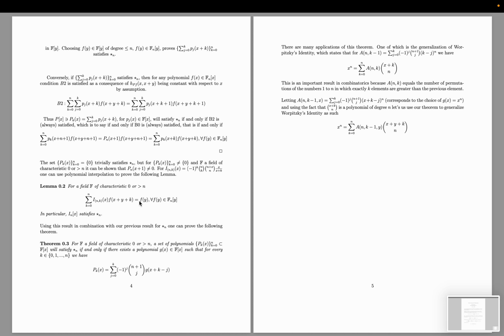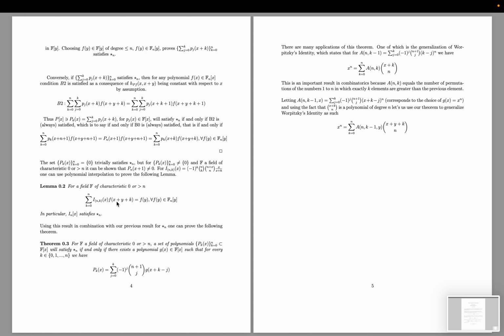Okay, so we have that this thing is equal to f of y. In particular, we see that this function on the left-hand side is constant with respect to x, which means that we satisfy star n. So we can use this result in combination with our previous results to get this following theorem here, which is a more tidy way of establishing an if and only if condition for star n. I'll briefly comment on how this result is proven.